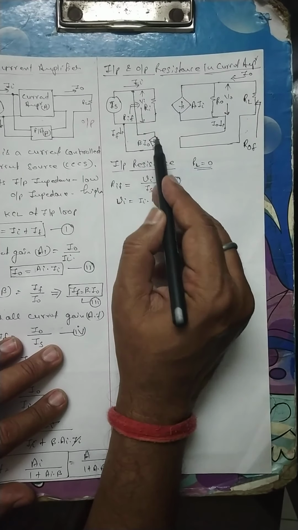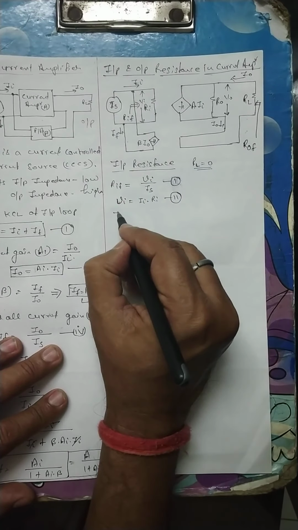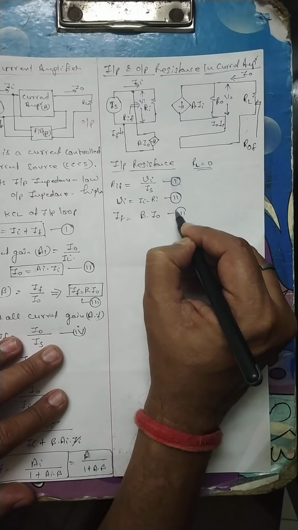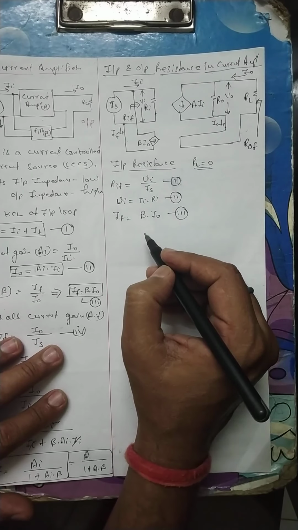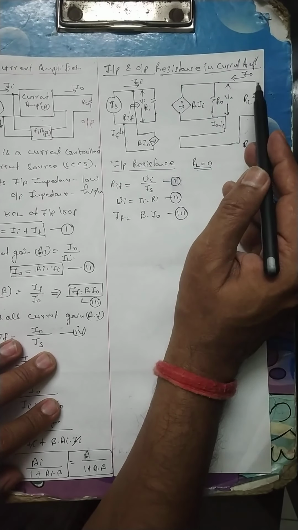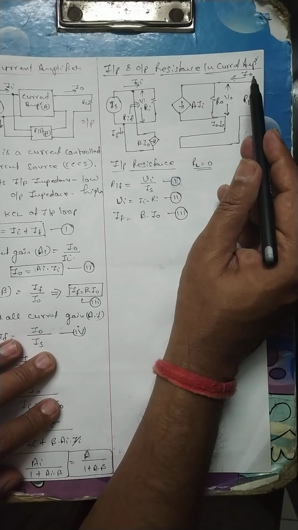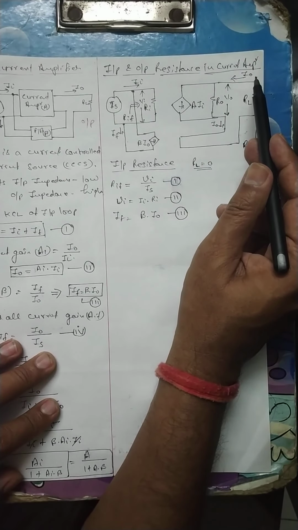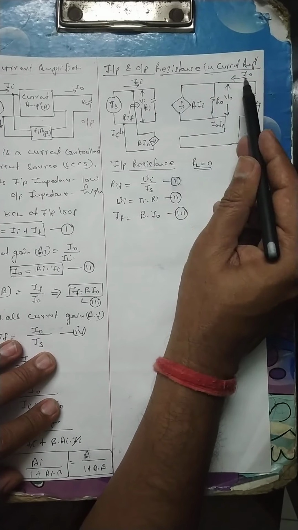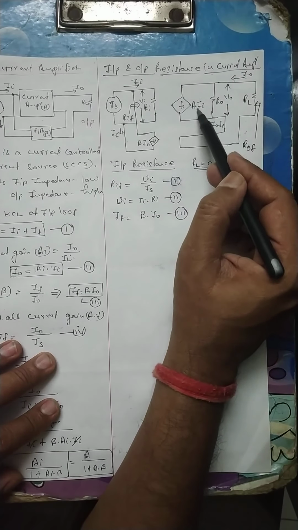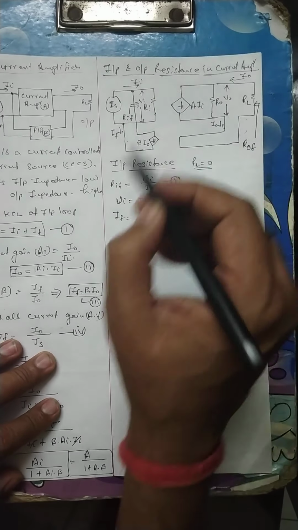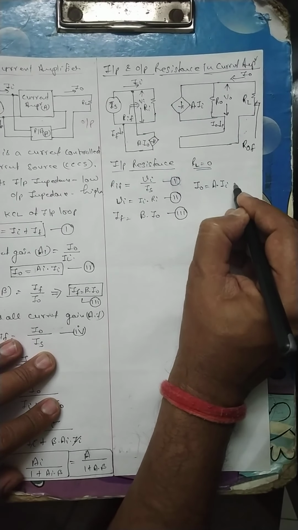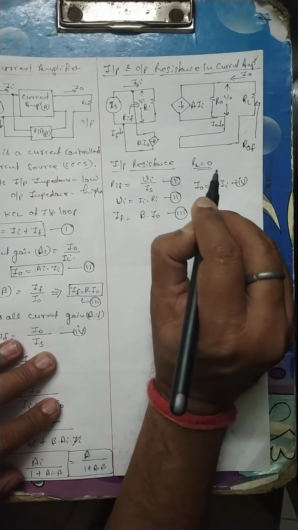Now, what is IF from the input side itself? IF is equal to beta into I0. This will be equation number 3. And from the output side you can see what I0 is. I0 is equal to A into II. Just see over here, I0 is equal to A into II. This is equation number 4.